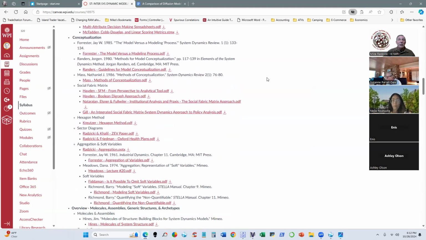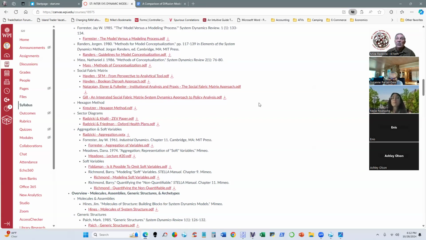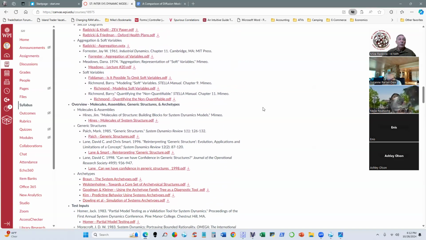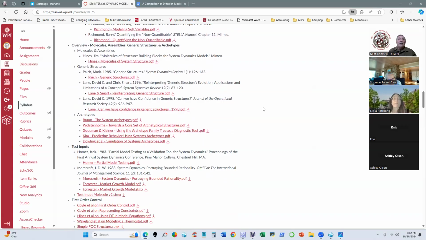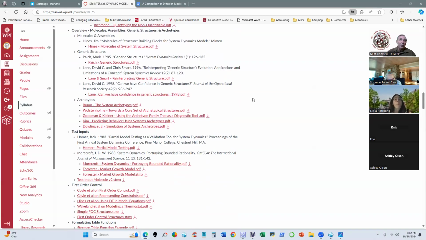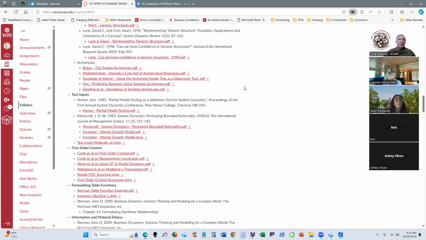We talked about the conceptualization process: what should be in our model, what should be left out of our model. It relates to the problem statement and the reference mode. We suggested that the social fabric matrix might be a useful tool for organizing our thinking, and that would help get us accepted by economists, at least heterodox economists. We talked about soft variables and aggregation briefly. We talked about the place for molecules, assemblies, generic structures, and archetypes in the whole scheme of things.